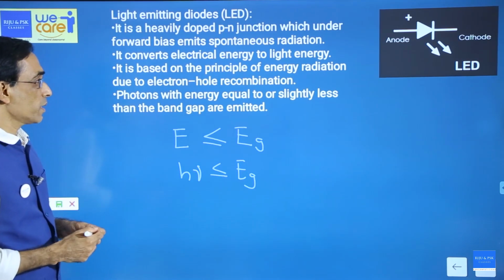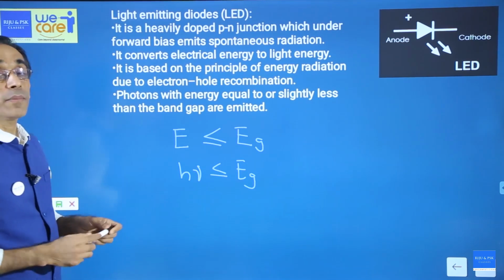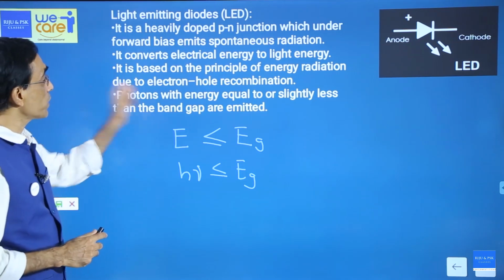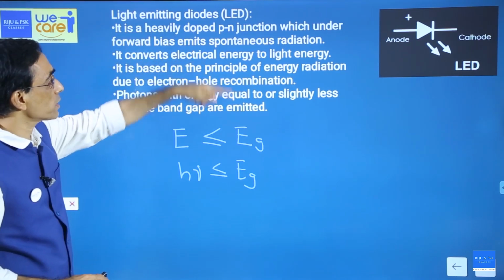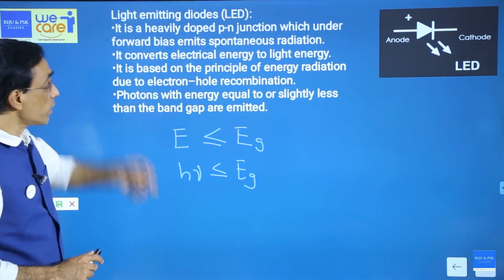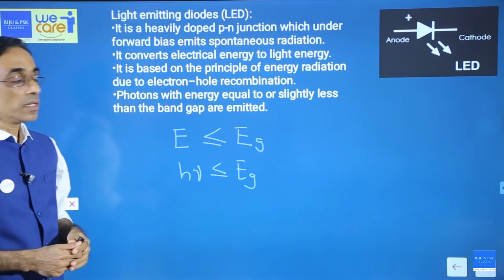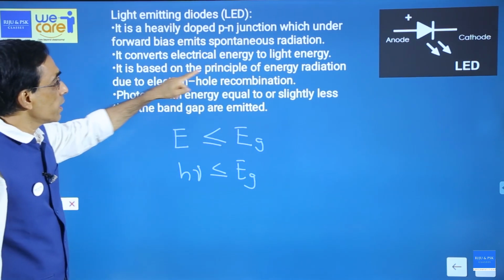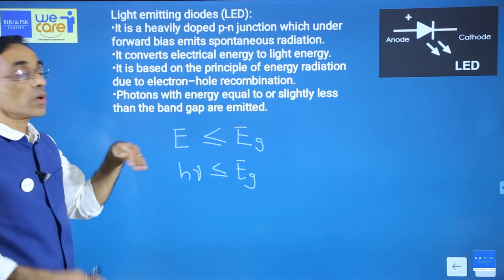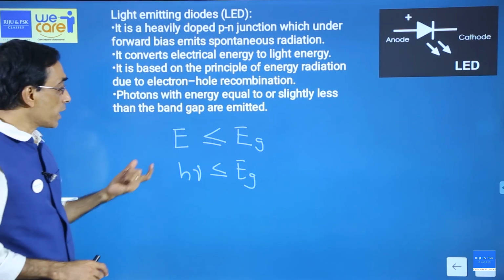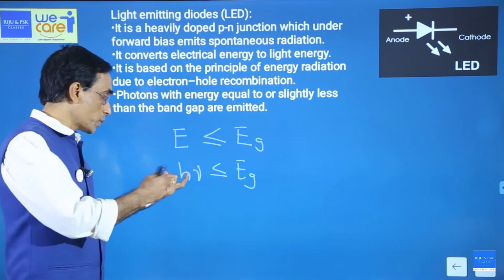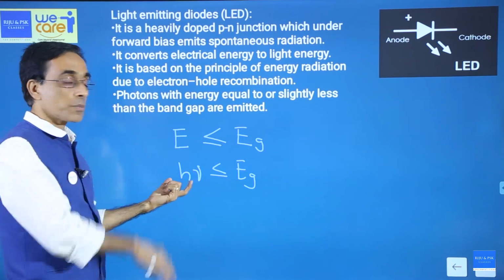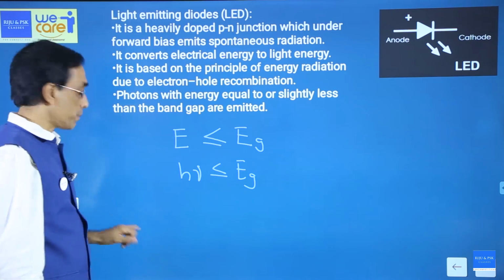So what is a light emitting diode? What is the principle of its operation? A light emitting diode is a heavily doped PN junction diode which under forward bias produces light. Principle of operation: energy radiation due to electron-hole recombination. What kind of waves or colors are produced depends on the energy gap. Fine.